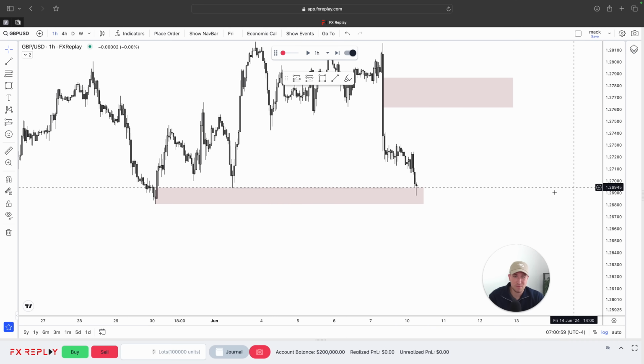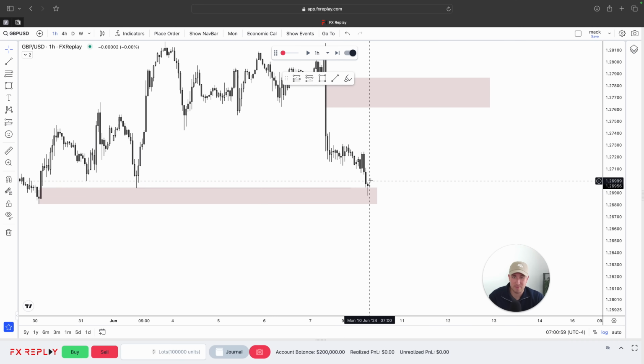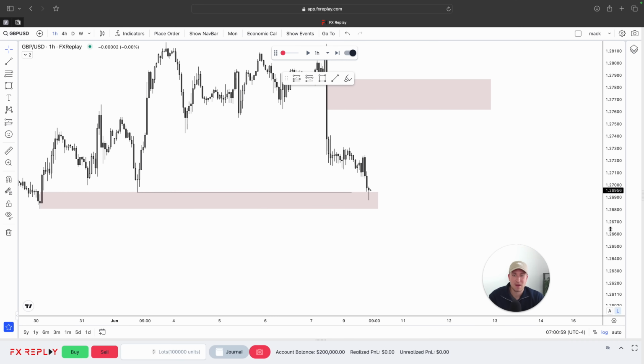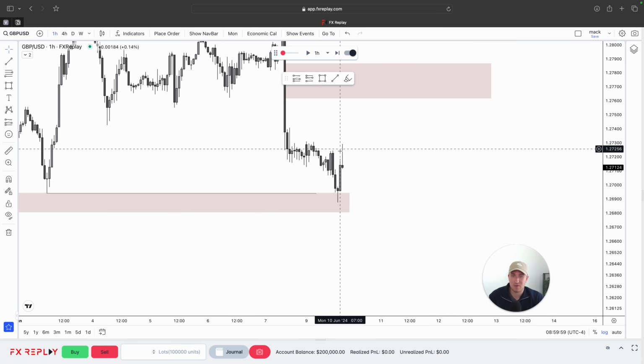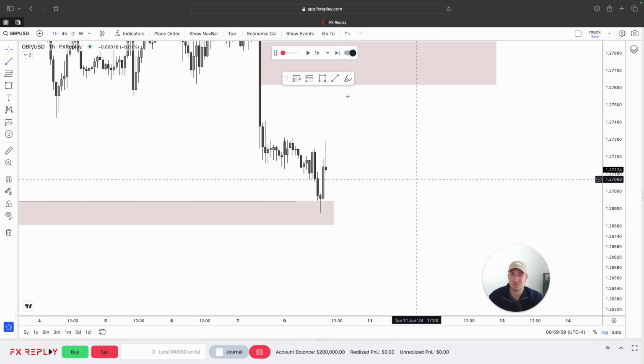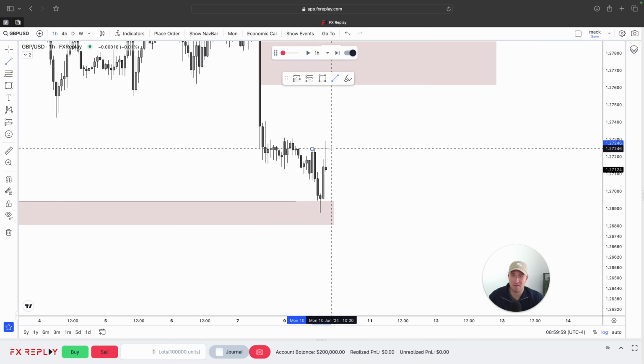Once we swept this low, you can see what time it is. It is about 5 a.m. here right now. I wanted to see the market break above this high right here, right? And that's exactly what happened. We had a break above this high right here, completely invalidating this supply zone.